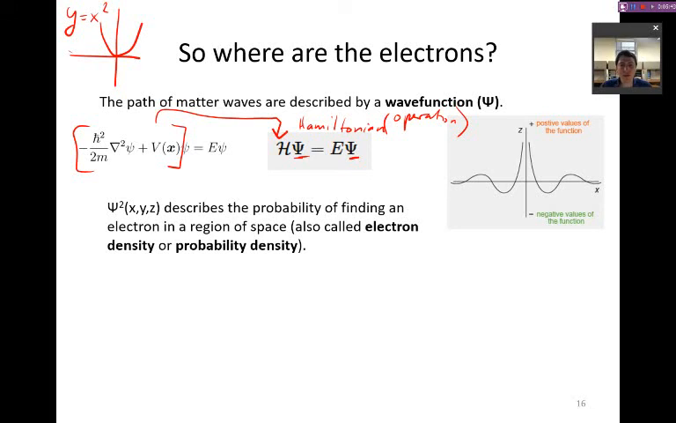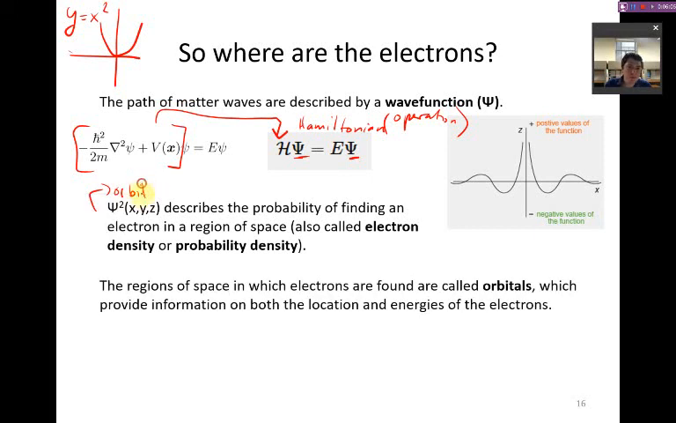But the wave function itself doesn't have any physical meaning. However, it was proposed that if you take the wave function and you square it, that describes the probability of finding an electron in a specific region of space. Or in other words, as we talked about earlier, the orbitals. So if you take the wave function and you square it, then that gets you the orbital. These provide information about the location and the energy of our electrons.